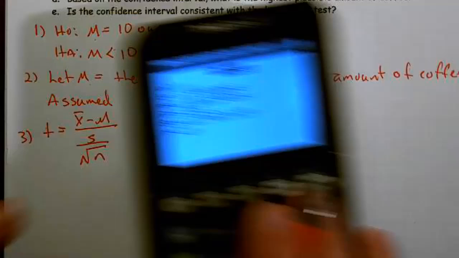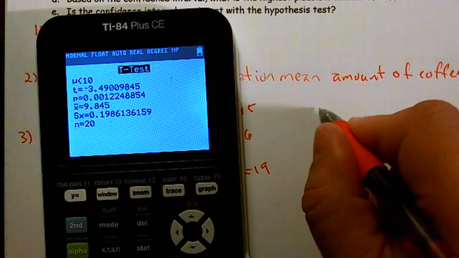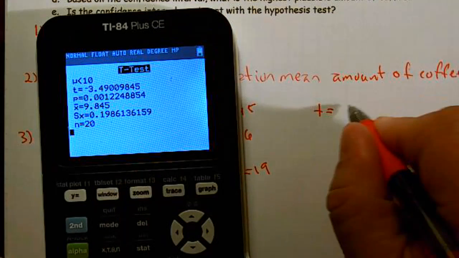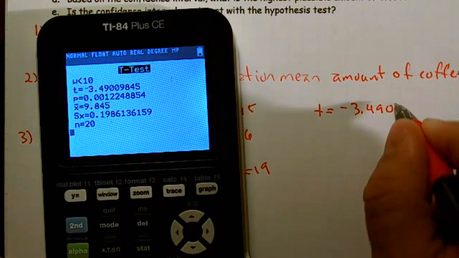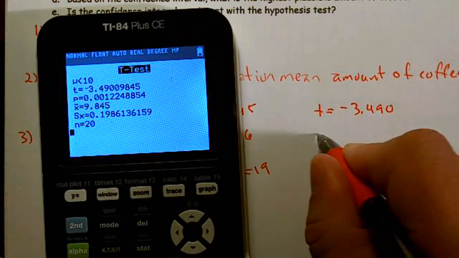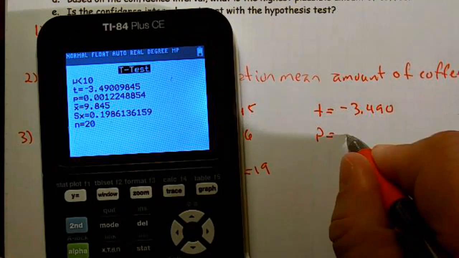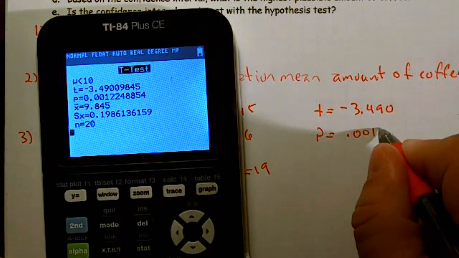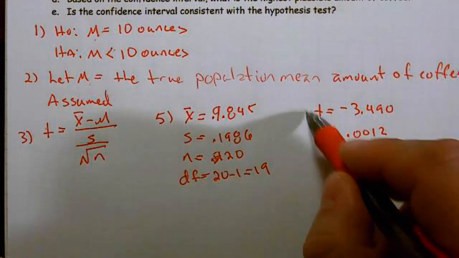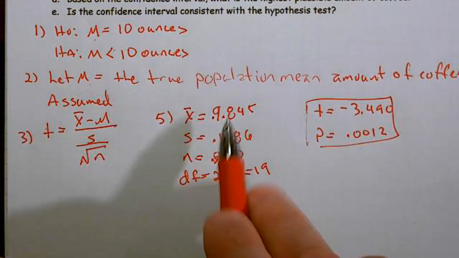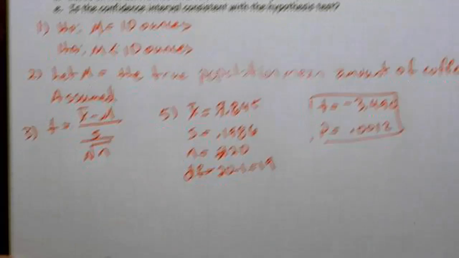I also have some other information that I'm going to write down because I'm going to use it later and I can refer back to it. So t equals negative 3.490. And I also have a p-value equal to 0.0012. We don't need this right now, but we'll come back to that. But I need to plug this into that equation.